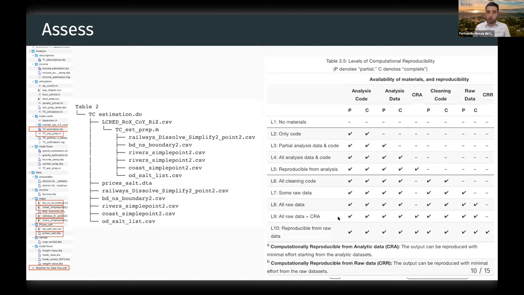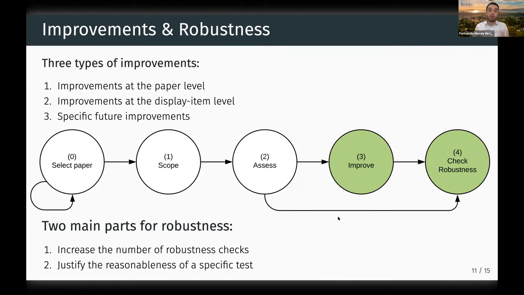Basically you will be able to record your assessment for a given part of the paper. Not only that, but then you can move and record improvements. You can also record robustness checks. You can do different types of additions to the exercise. And we want to allow the reproducer to record as much of this as possible.